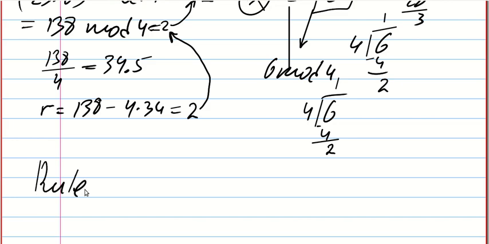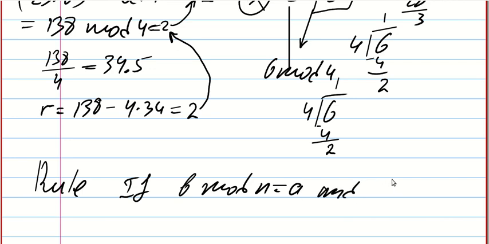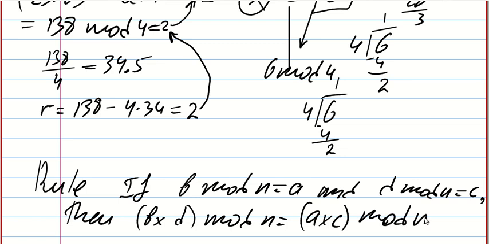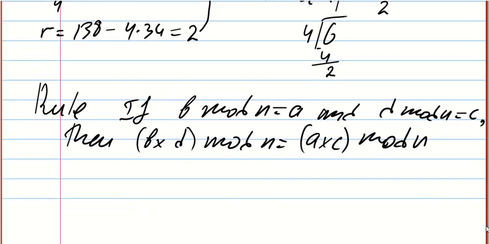Finally, we can put the rule for multiplication. If B mod n is equal to A and D mod n is equal to C, then B times D mod n is equal to A times C mod n, and that's our rule.